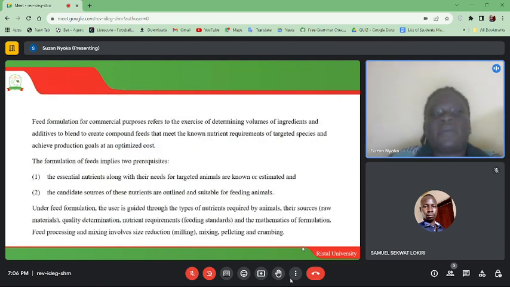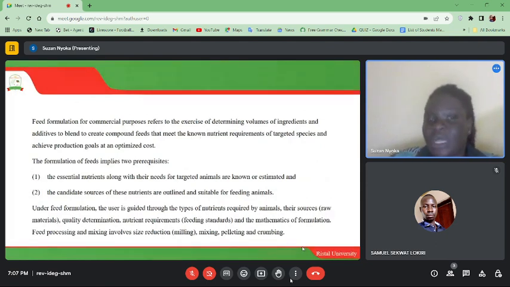A feed formulation for commercial purposes refers to the exercise of determining volumes of ingredients and additives to blend to create compound feeds that meet the nutrient requirements of targeted species and achieve production goals at an optimized cost. The formulation of feeds implies two prerequisites. One is the presence of essential nutrients along with their needs for targeted animals, known or estimated. Two, the candidate sources of these nutrients are outlined and suitable for feeding animals.